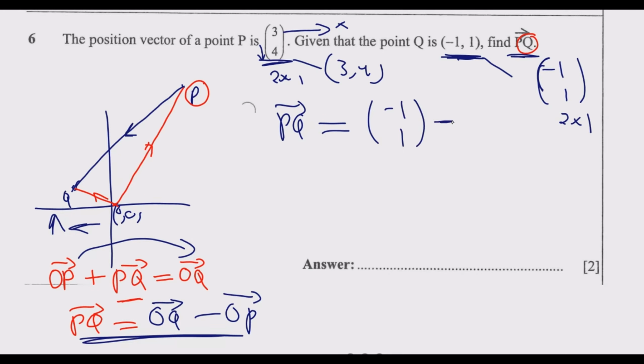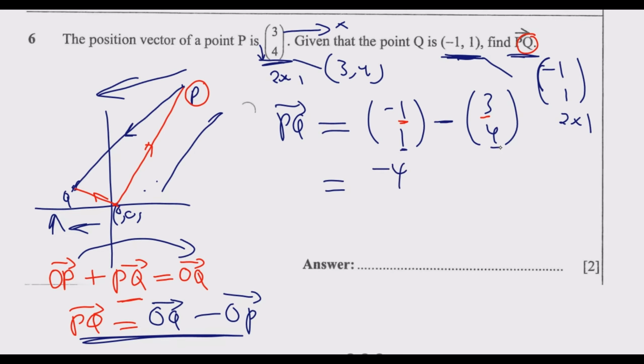Then we subtract OP, which is in this direction. So we are moving in this direction. What is OP? It is (3, 4). Then we simplify this one. We need to subtract the pairs. So it will be -1 minus 3, which gives me -4. Then 1 minus 4, which is -3.